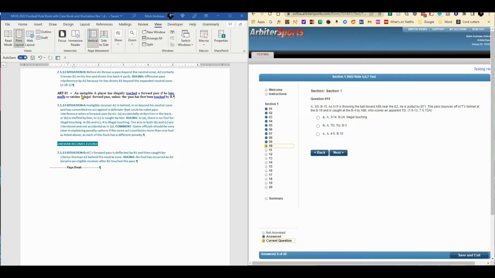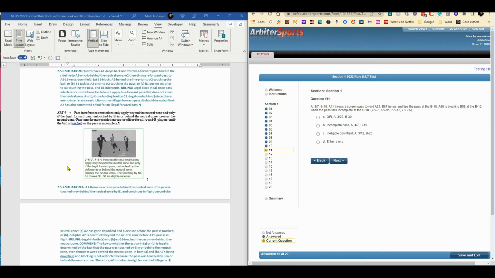It says an ineligible A player has illegally touched a forward pass if he bats, muffs, or catches a legal forward pass unless the pass has been first touched by B. We don't have any touching by B, so that exclusion is out. Now the question is, does the ball bouncing off his helmet constitute a bat, muff, or catch? And the answer is no. So even though it was touched by an ineligible player, it was inadvertent, and this is a touchdown for A. So it'll be A, TD, try at the B3. Answer is B.